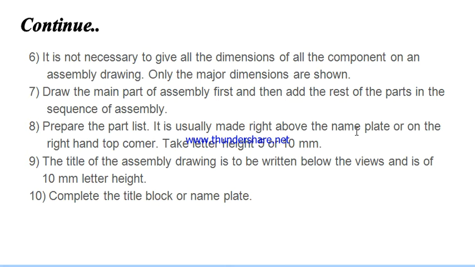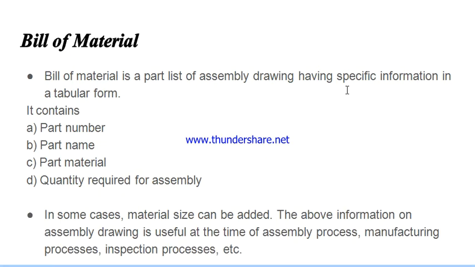prepare the part list. It is usually made right above the nameplate or at the right-hand top corner. Take a letter height of 5 or 10 mm. Ninth, the title of the assembly drawing is to be written below the view with a letter height of 10 mm. And last is the tenth: complete the title block or nameplate.